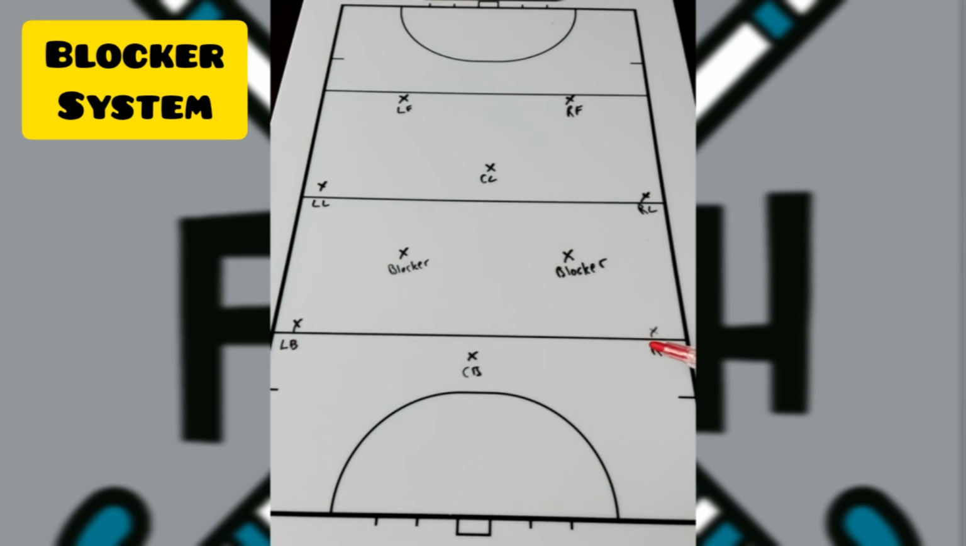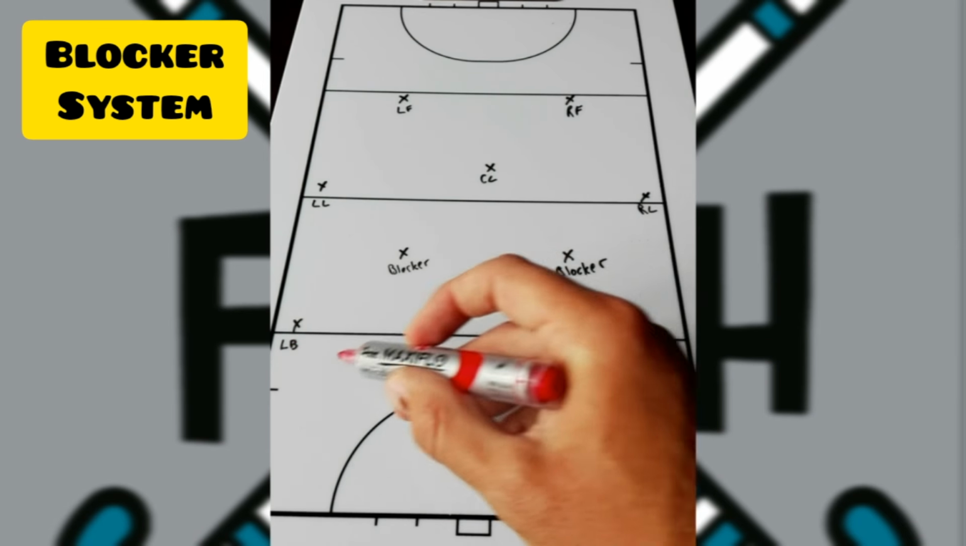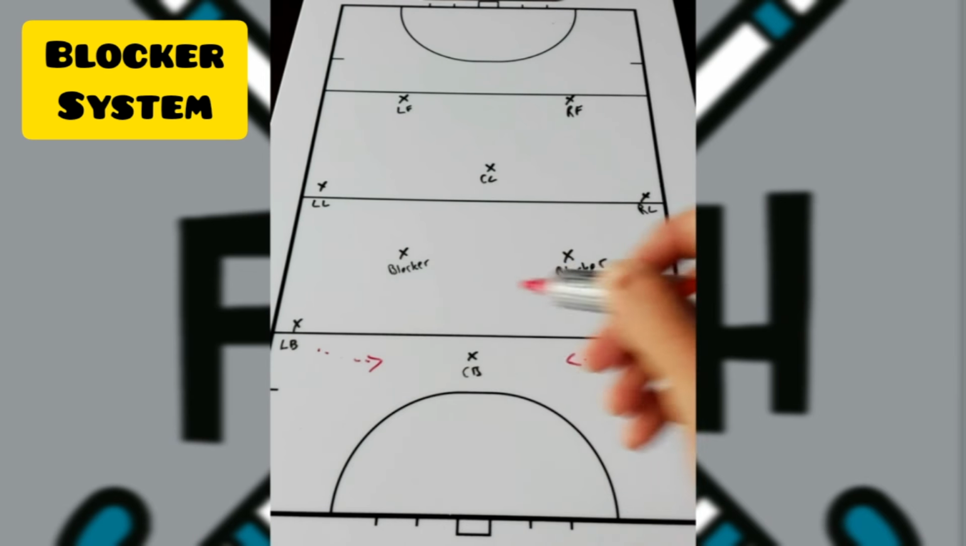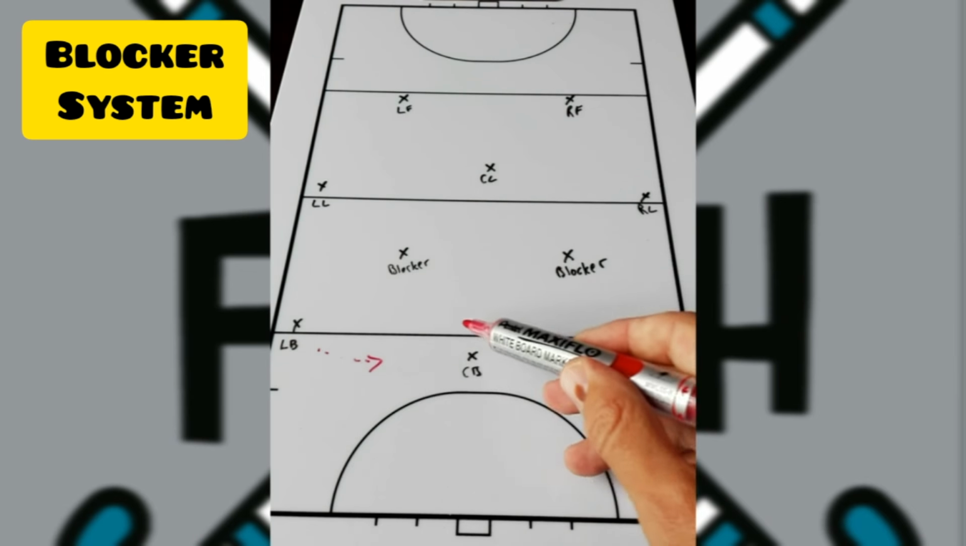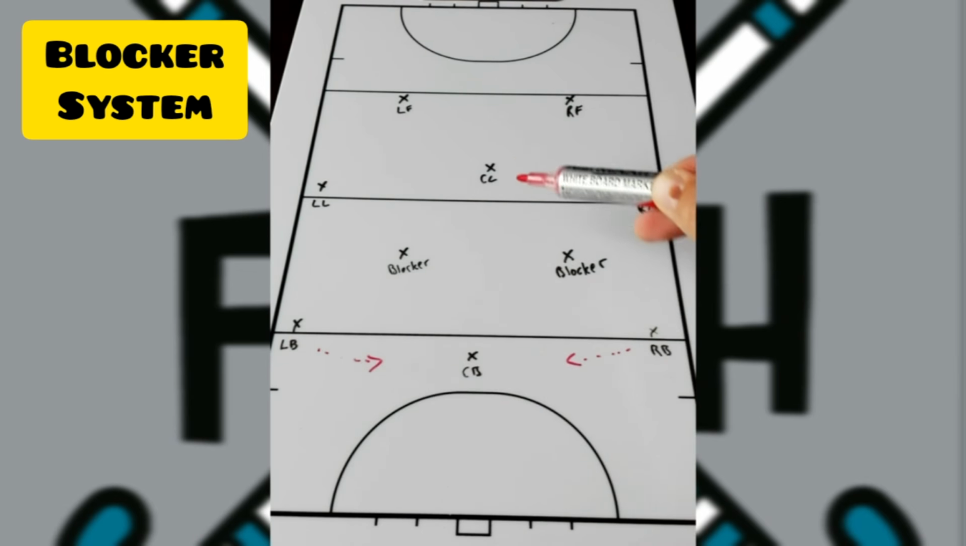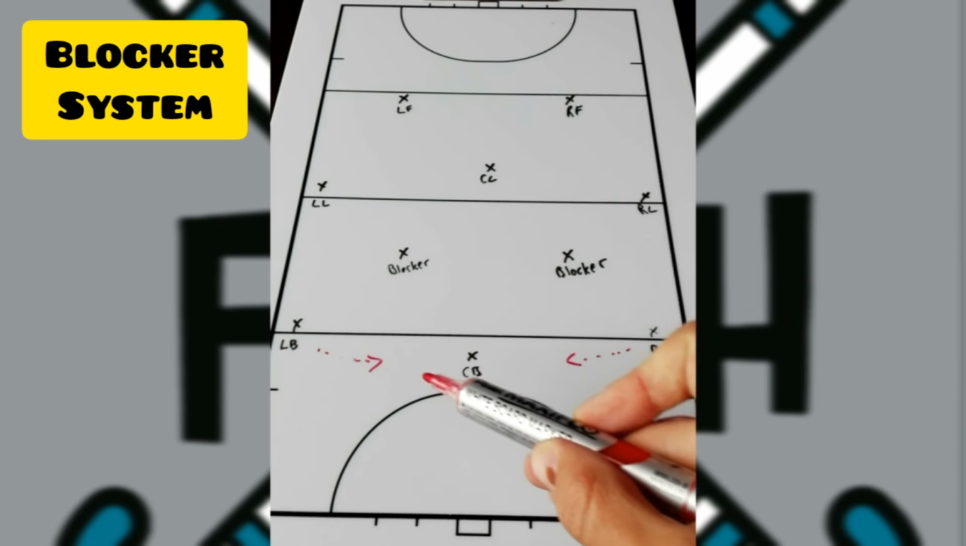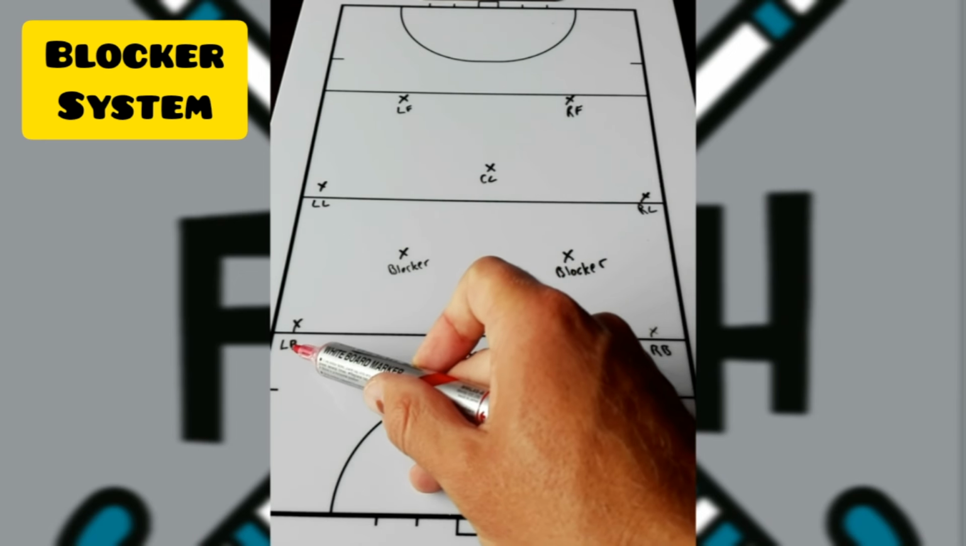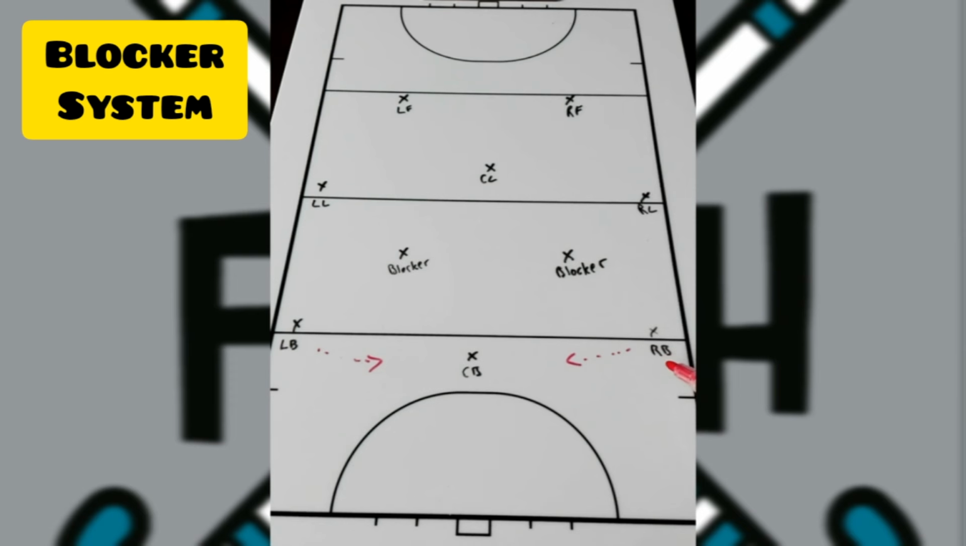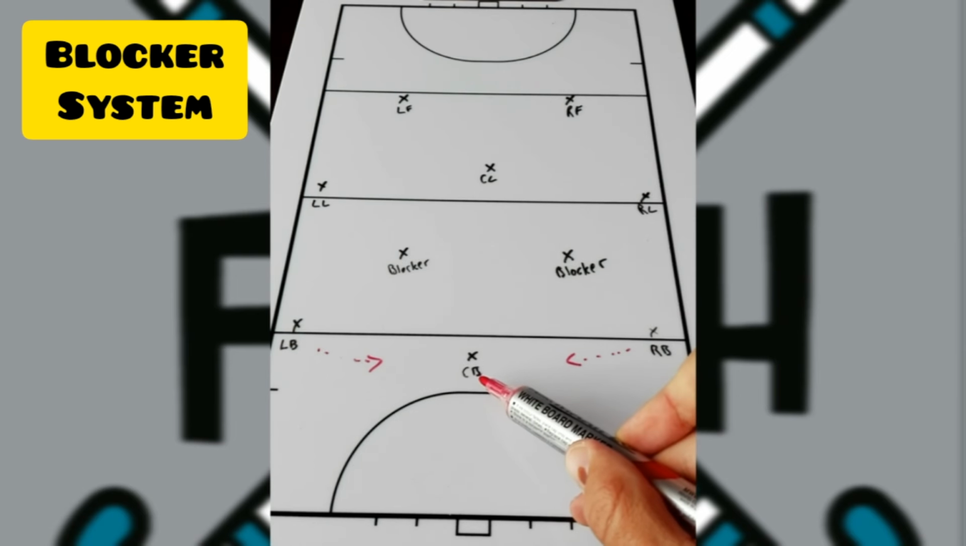Back three, you will start, but you will try and get your players to be a little bit tighter to one another so that you can prevent the center back from being exposed from the opposition's midfielders and attackers. You also want the left back to be able to pass to the right back without using the center back.